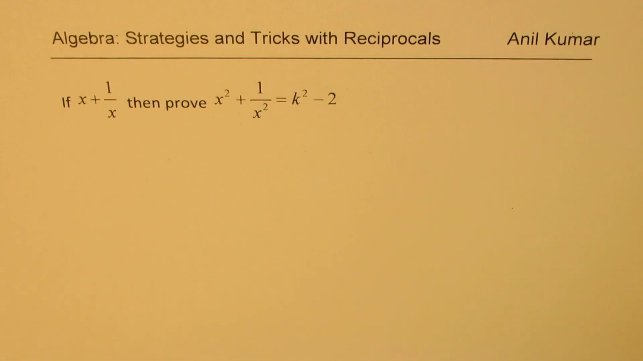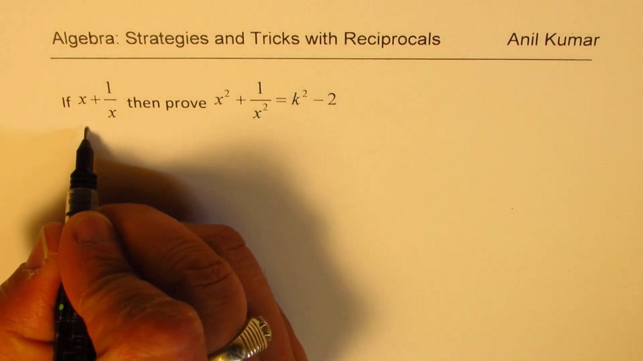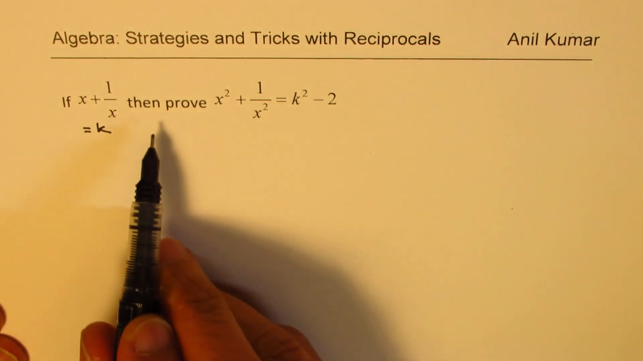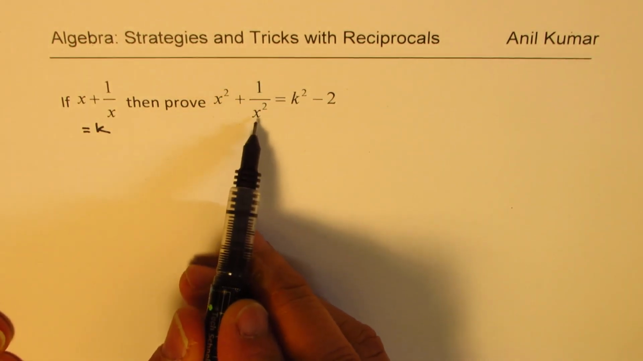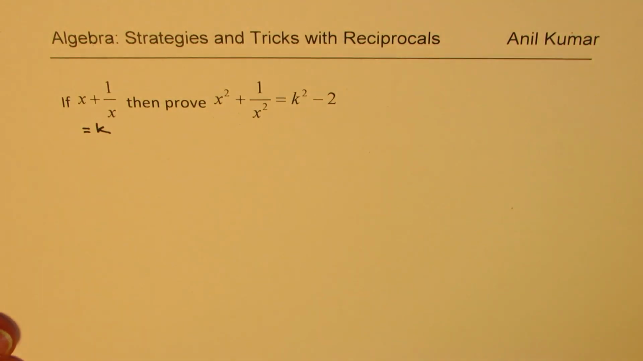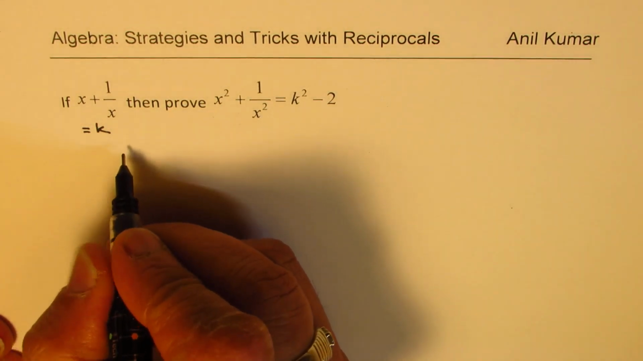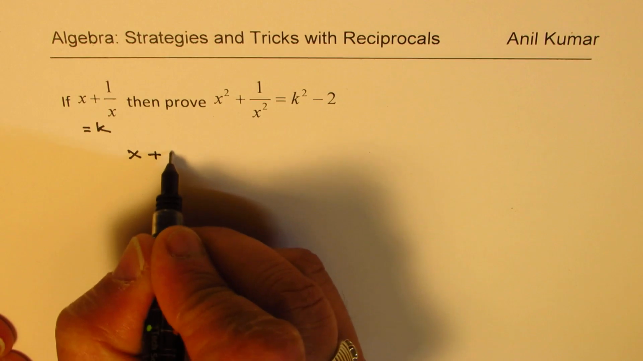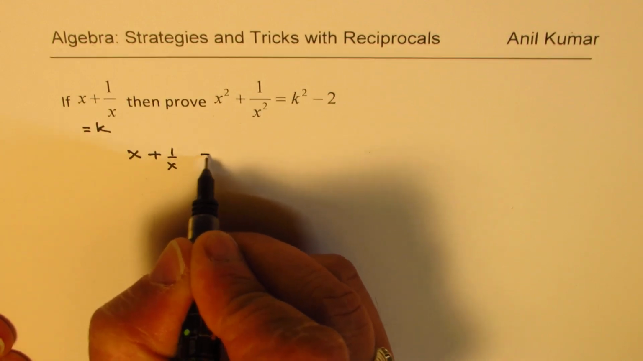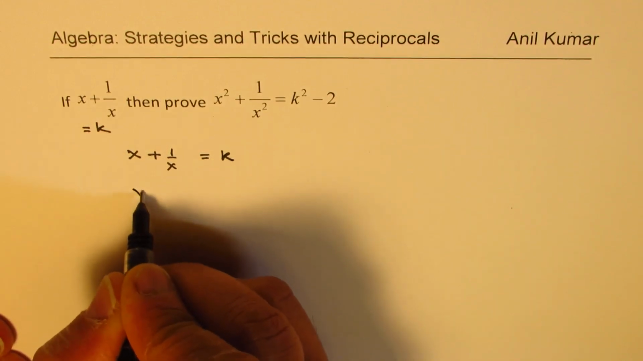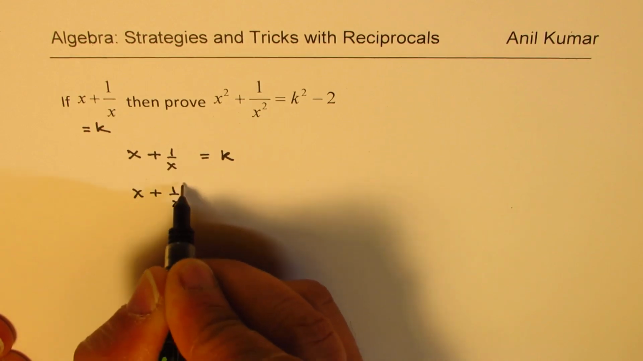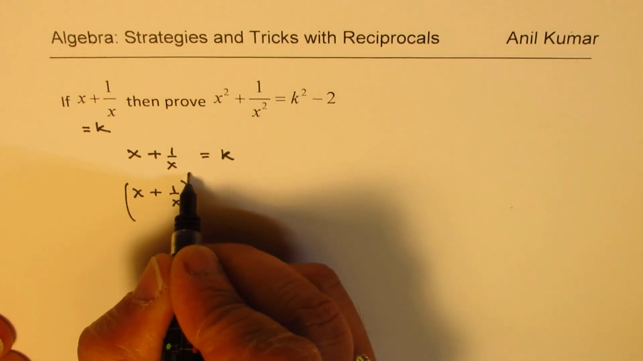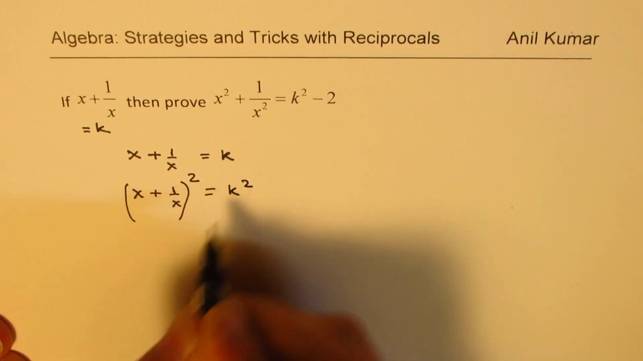So here is the very first derivation for you. We will begin with x plus 1 over x equal to k, and then we'll prove that x square plus 1 over x square is k square minus 2. The derivation actually is very simple. We are given this is equal to k. What you need to do is just square both sides, since you need what x square is. So that will be k square.